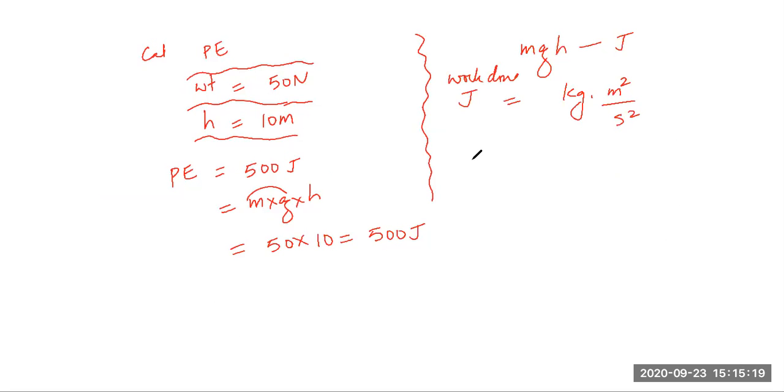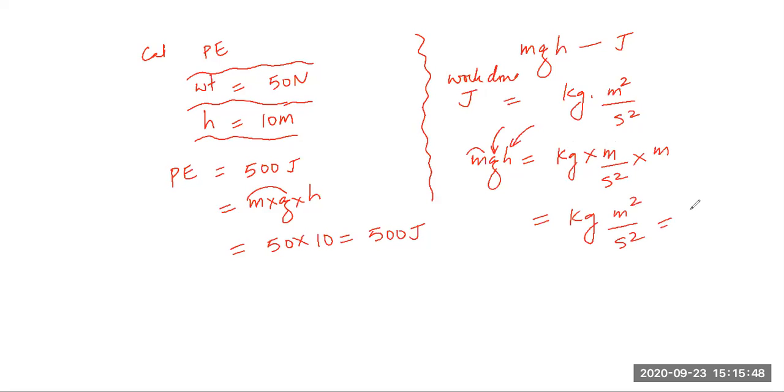And what about mgh? Is it coming to be the same unit? What is the unit of m? M is mass, mass is kg. What is the unit of g? g is acceleration, meter per second square. What is the unit of h? h is height, in meter. Wow, students, it is kg meter square by second square. That is also equal to Newton into meter, that is equal to joule. So students, the potential energy is equal to mgh.